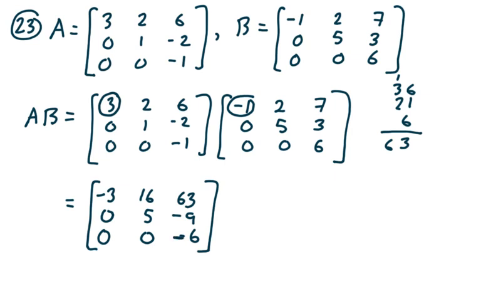So it's a really slick way. When you have two upper triangular matrices, you know what the entries have to be below the main diagonal. So that's how we do 23.